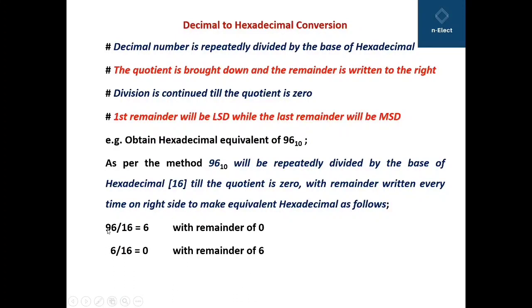Here we have divided 96 by the base of hexadecimal. Now 16 sixes are 96, so the remainder will be 0. Then we have brought this 6 here. Now we cannot divide 6 by 16 because we don't want the result in fraction. Therefore we have written 16 zeros are 0 and 6 remainder as it is. Now the remainders which we are getting here, 0 and 6, are to be taken in the upward direction. So the equivalent hexadecimal for 96 decimal will be 60 hexadecimal.